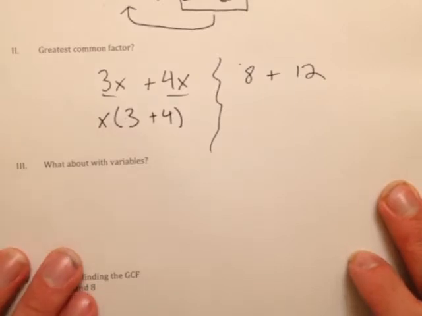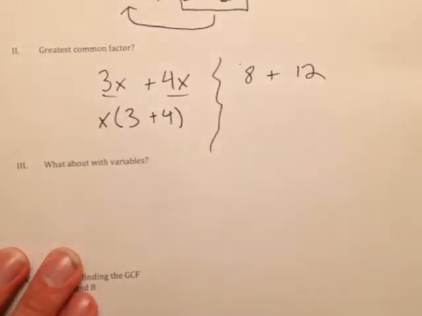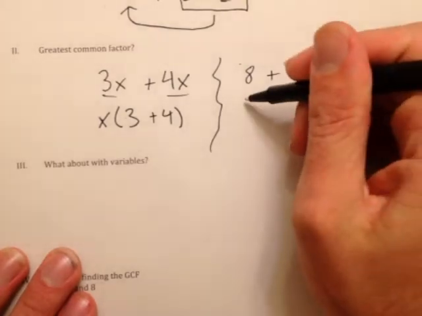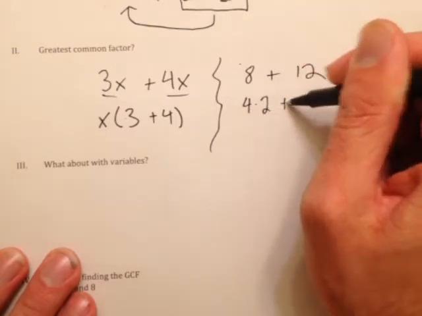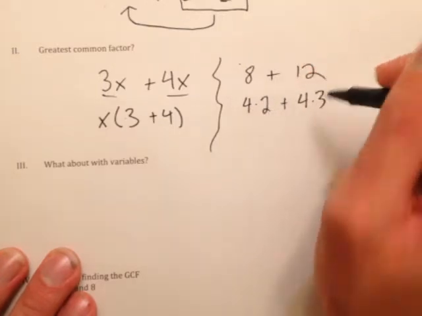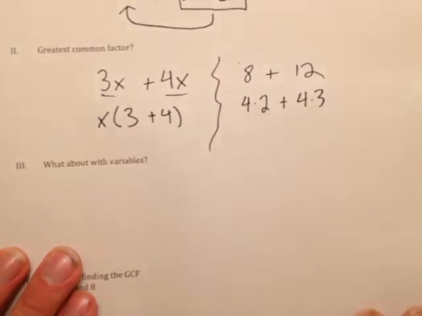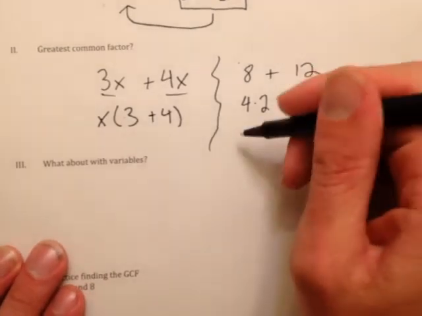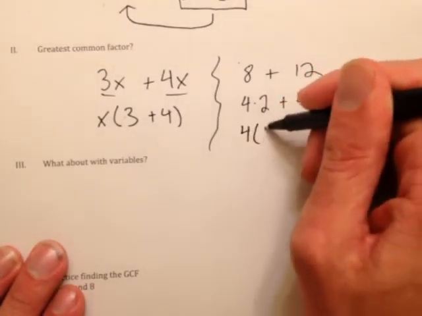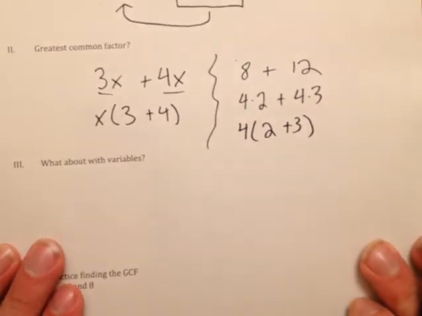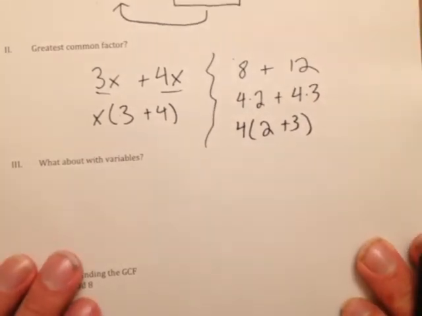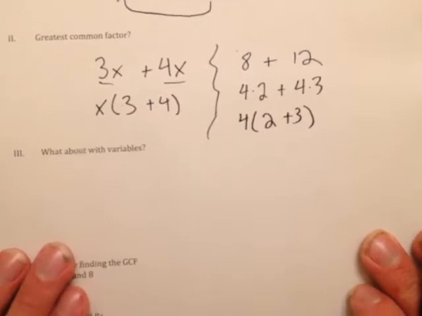Well, how would this work with the distributive property in reverse, or factoring out the greatest common factor? Well, we could rewrite each of these as 4 times some other number, with 4 being the greatest common factor. Then we could take our distributive property in reverse and rewrite this as 4 times 2 plus 3. This is what factoring out the greatest common factor looks like.